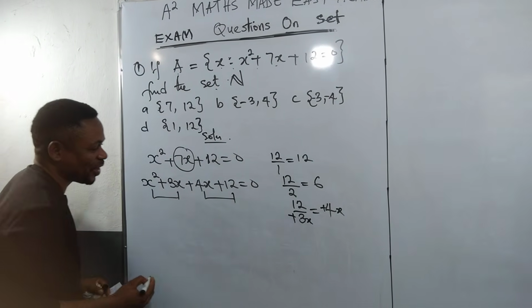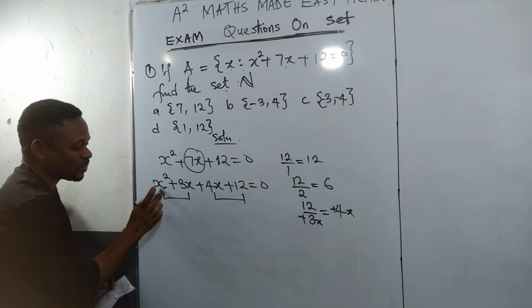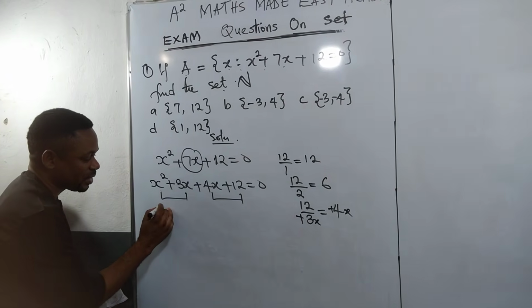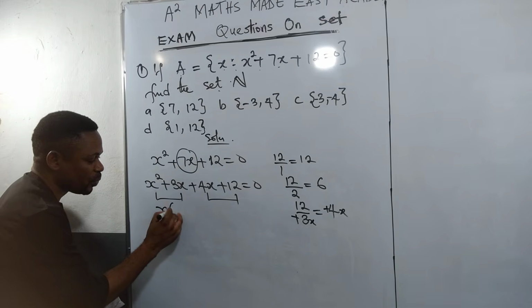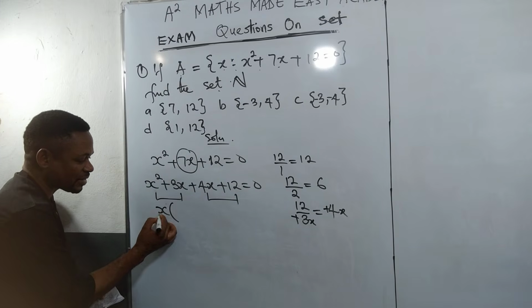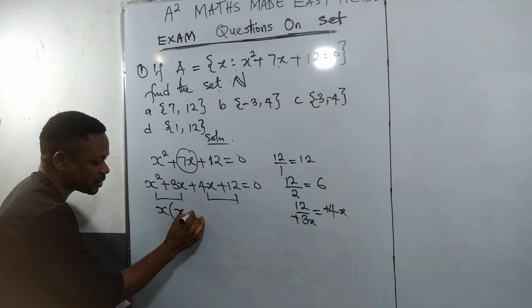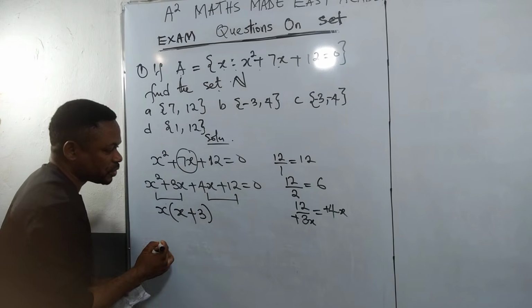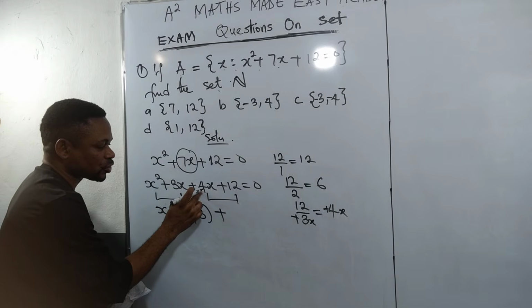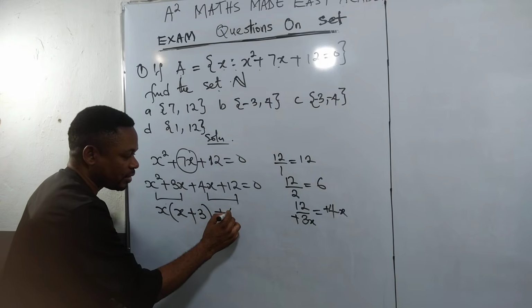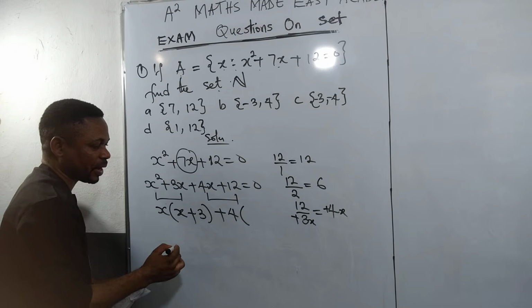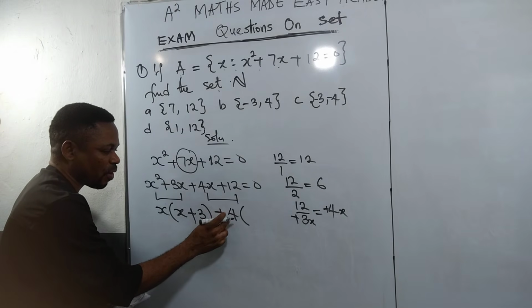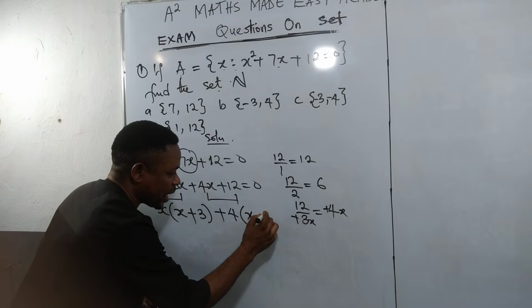You factorize. Now observe this particular expression. What is common here? X is common. Then open the bracket. Now if x cancels x, what remains is x plus, if x cancels x, what remains is 3. Are you there? Close the bracket. Then plus. What is common here? 4 can divide. Factor 4. Open the bracket. So what is remaining? As 4 goes with 4, what remains is x plus.